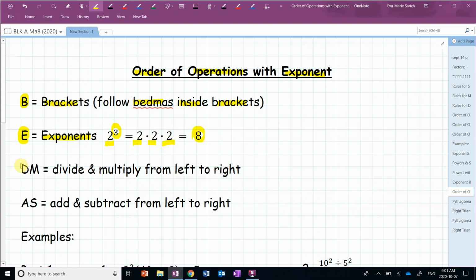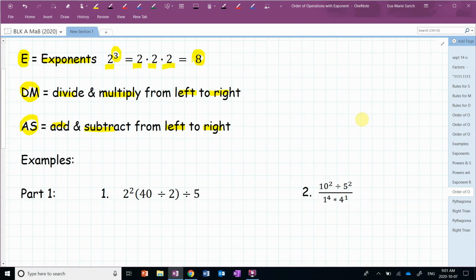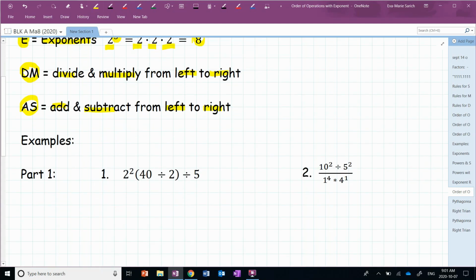So the 2 repeating 3 times in multiplication gives us an answer of 8. Moving on to the next letters of BEDMAS, we think of divide and multiply always together. So we're going to divide and multiply from left to right. The next is A and S, which is add and subtract, and we're going to add and subtract again from left to right. Okay, so if there's more than one, work your way from left to right. Let's go to our first example.